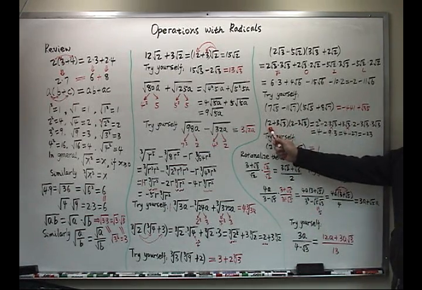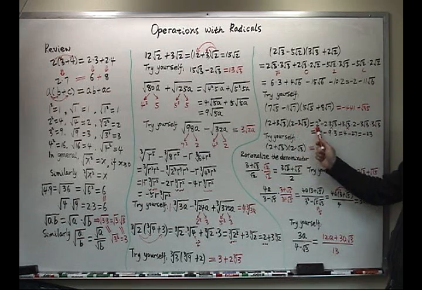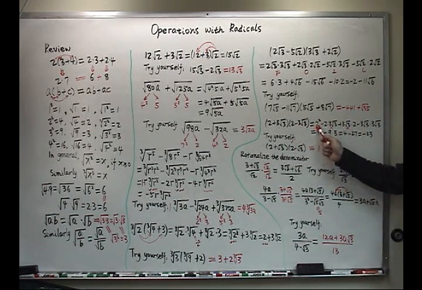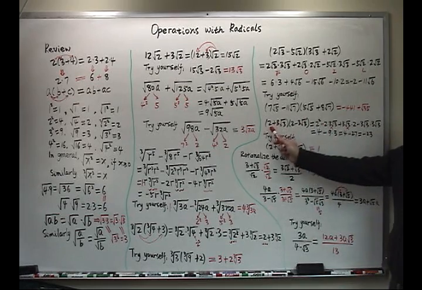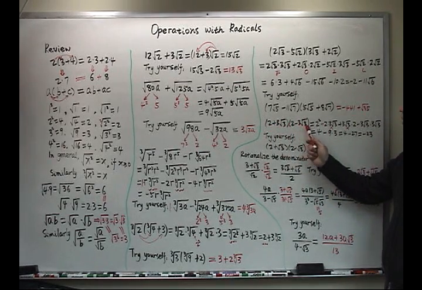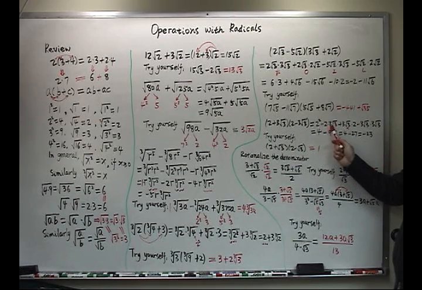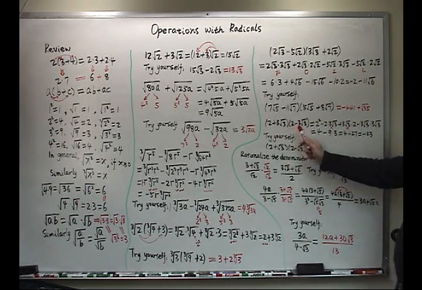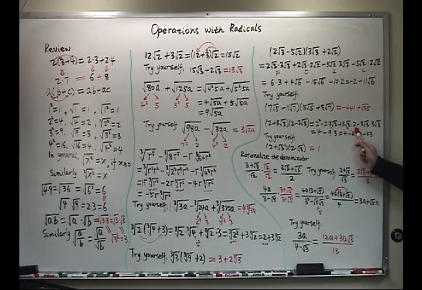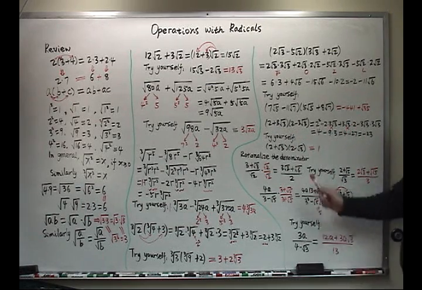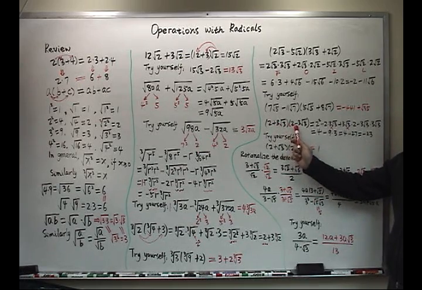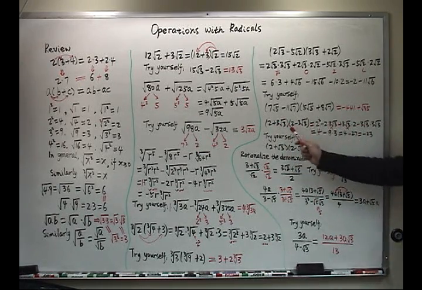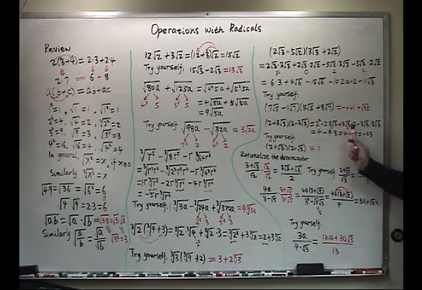Again, use the FOIL method. 2 times 2 is 2 squared. That's the first product. The outer product is 2 times negative 3√3. The inner product is 3√3 times 2. The last product, you have a positive times a negative, so it will be negative: 3√3 times 3√3. You have it right here.